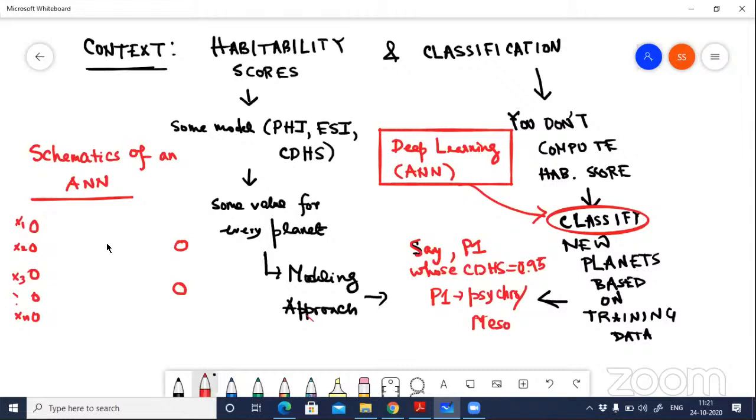Then this is your input layer and this is your output layer. In between the input and the output layer, there is a hidden layer. So let me just consider some number of neurons in the hidden layer.